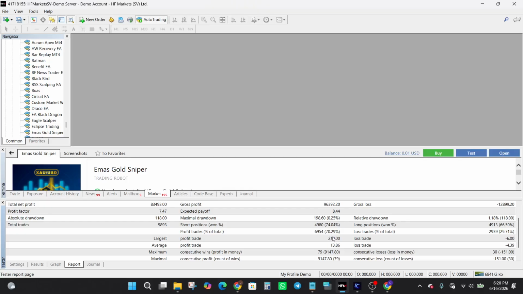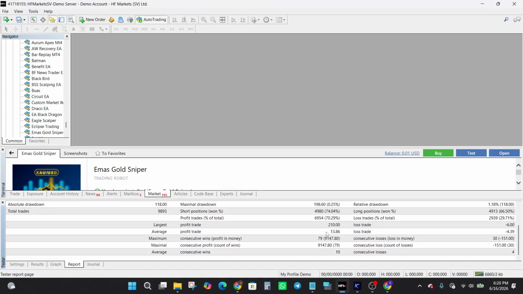giving us a 70.29% win rate. The largest profit was $210, the largest loss was just $6, average profit $13.86, average loss $4.39. So this means that the risk to reward ratio is actually okay, very good. And then I can see that the maximal consecutive profit was 79, giving $9,147.80, and the maximal consecutive losses were 30, giving $151.